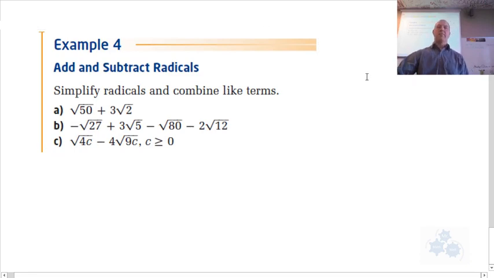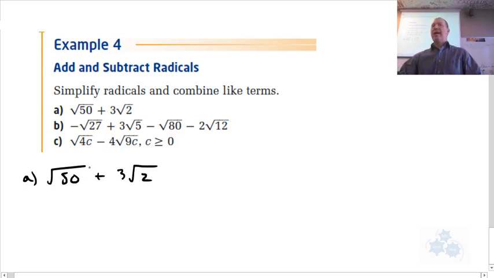Simplify radicals and combine like terms. So now we're putting two things together. So A: root 50 plus 3 root 2. In order to find out if these are actually like terms, what I should try to do, if I can, is simplify this or make this a mixed radical, because right now they don't look like like terms.